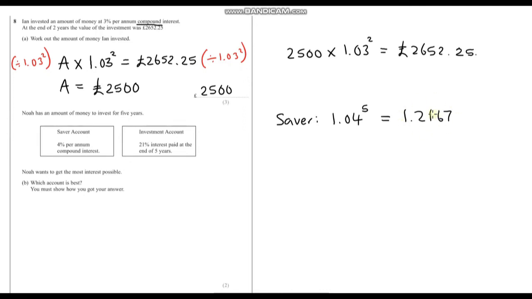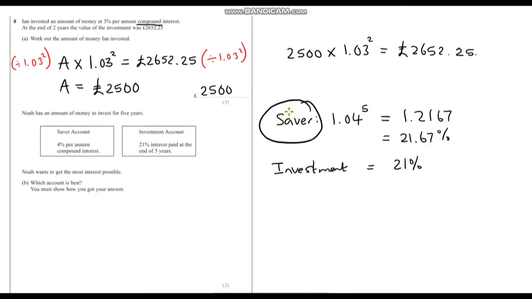And if we convert this into an overall percentage increase, that's going to be 21.67%. Now let's look at the investment account. You can probably already see this. For the investment account, we're already told what the interest paid at the end of 5 years is: 21%. So we can clearly see that saver is the better option. Let's write this down. Saver is the better option.